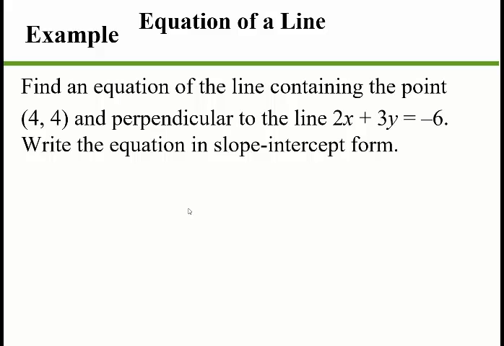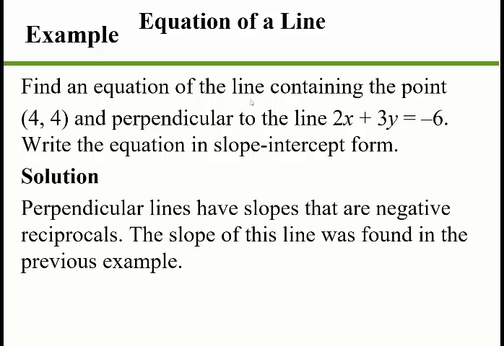All right, let's do one last one. Let's find the equation of a line containing the point (4, 4), but now it's perpendicular. So it's no longer parallel to the line, it's perpendicular to 2x plus 3y equals negative 6. Let's write the equation now, and be very careful of this, in slope-intercept form. Before we had it in standard form, now we want it in slope-intercept form.